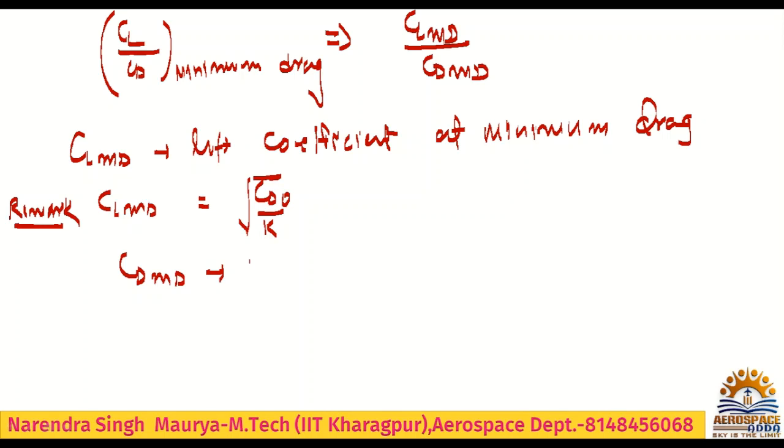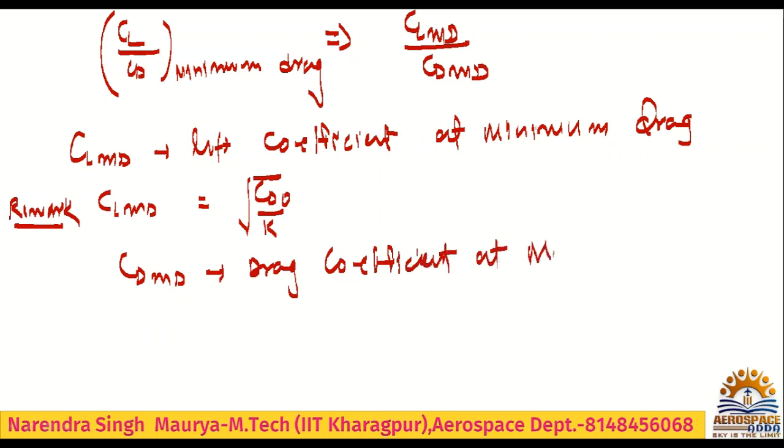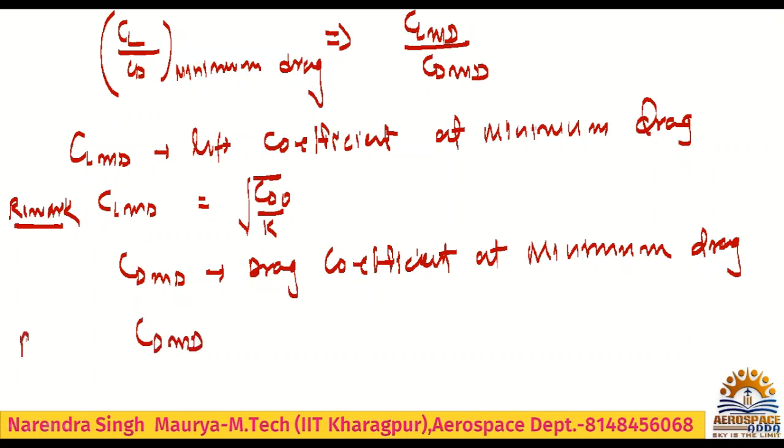What is the CDMD? It is the drag coefficient at minimum drag. And what is the formula for it? That formula also you need to remember. This is the formula, so not going to derive. You need to remember it is 2 CD naught. Alright, good. So up to here I hope it is clear because it is directly formula.